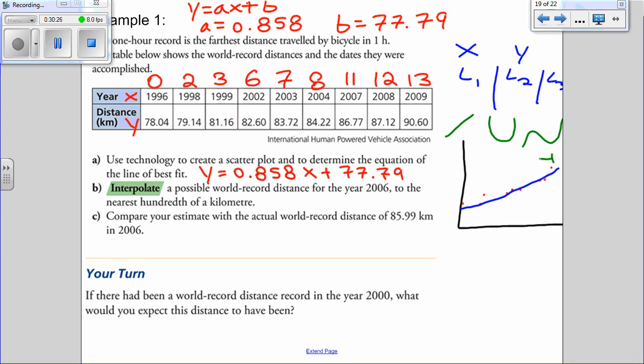Is there a way to do it where you go and find an x value and go up to the line and then find where that would be for y? Yeah, that's what we're going to do.